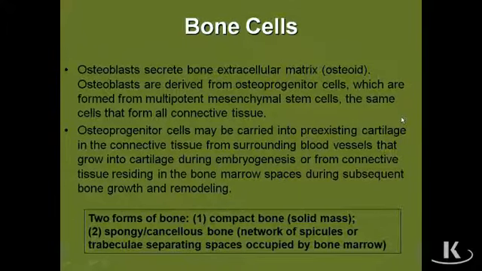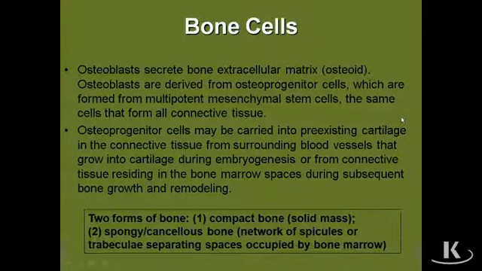Now, bone cells. Bone-forming cells are osteoblasts. And like fibroblasts and chondroblasts, their job in the case of bone is to secrete bone extracellular matrix. Osteoblasts are derived from osteoprogenitor cells, which are formed again from multipotent mesenchymal stem cells, the same cells that give rise to all resident or support cells that form connective tissue.